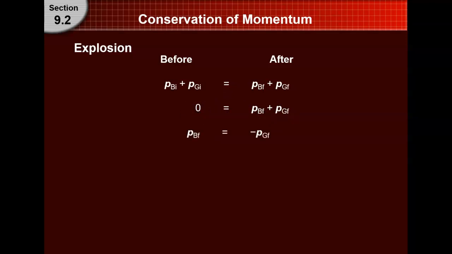So that means the momentums are going to be equal, but just in opposite signs. Which means that the mass of the boy times the final velocity of the boy is equal to the mass of the girl times the velocity of the girl, just in different directions. We know the mass of the boy, the mass of the girl, and the final speed of the boy, so we can solve for the final speed of the girl.